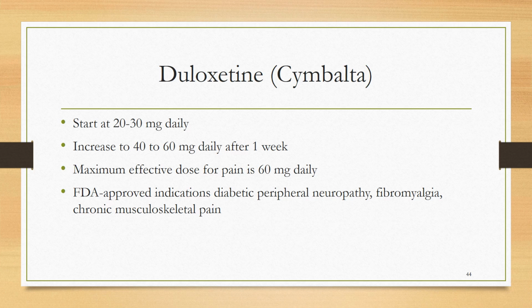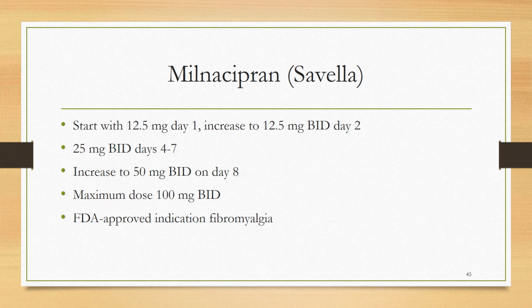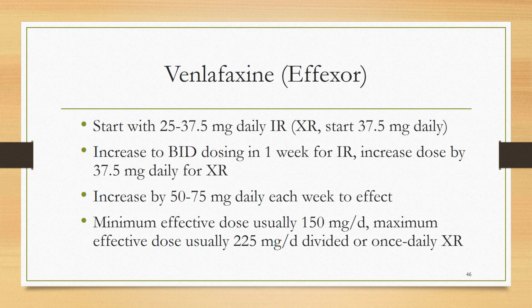And so you can kind of see that here. I'm not going to go through all. And then Savella, this is FDA approved specifically for fibromyalgia. It's really expensive. It doesn't work any better than Cymbalta, duloxetine. And so you may try it. Your patient may get some benefit from it, but in general, it's not something you see very often due to the price. And then Effexor, our good old antidepressant friend.